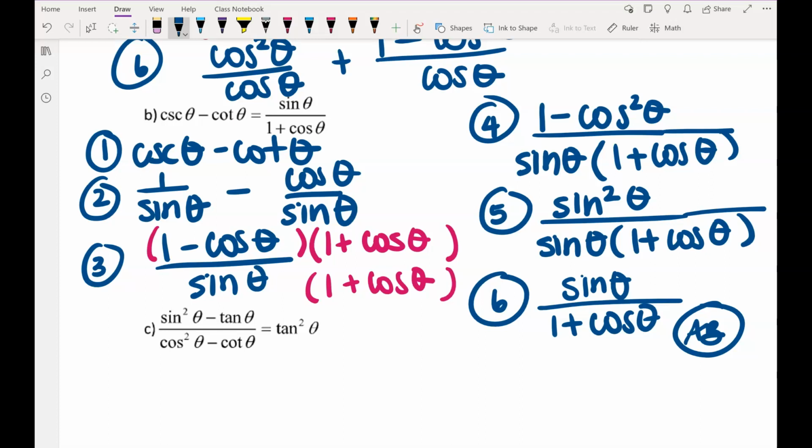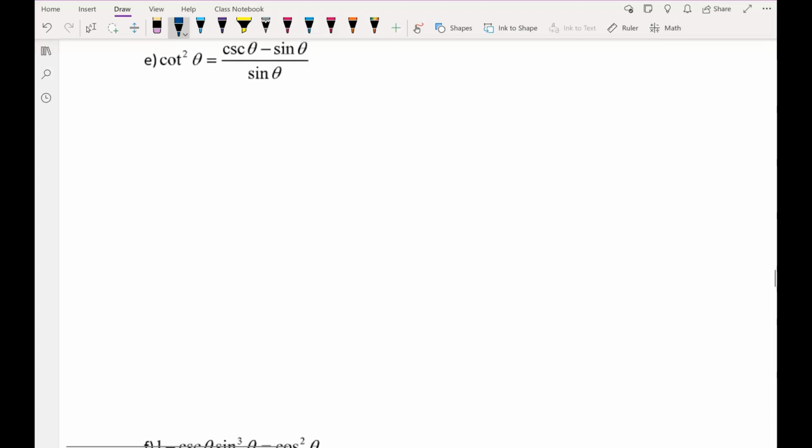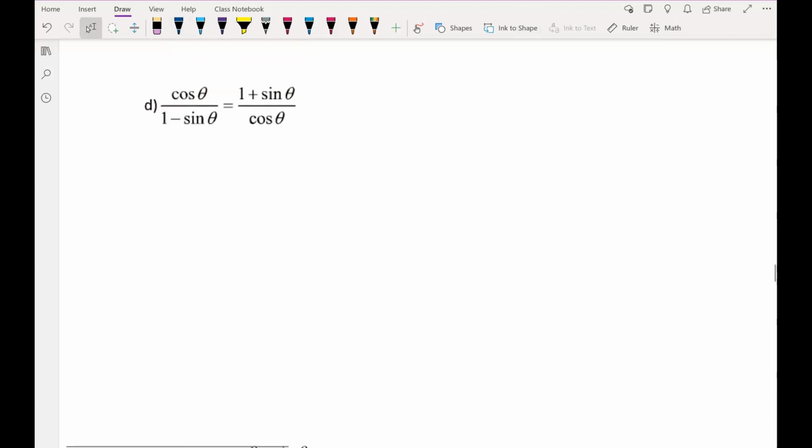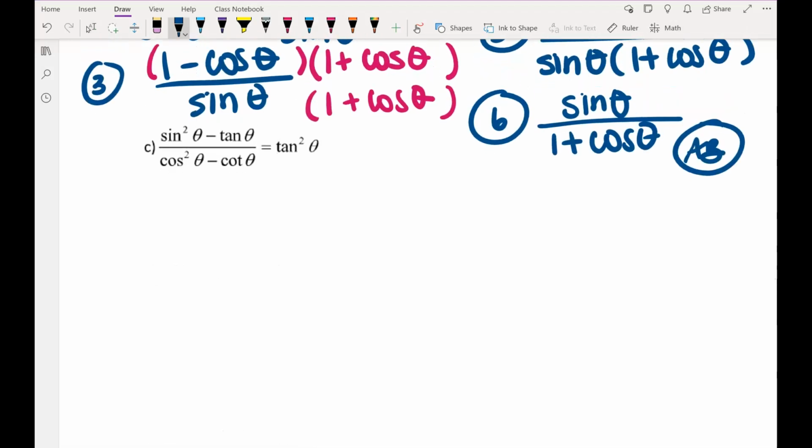All right. C. Which one looks scarier? Definitely the left. Okay. So let me see. D, E, F. Ooh, okay, just a couple more. All right, so C said left side. So I'm going to write sine square of theta minus tangent of theta all over.